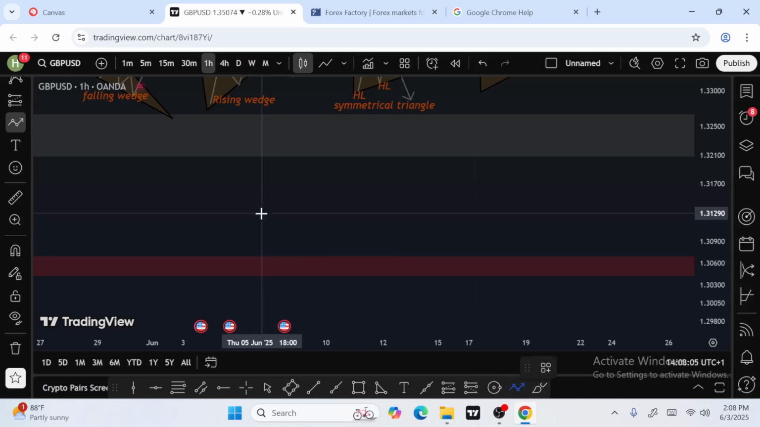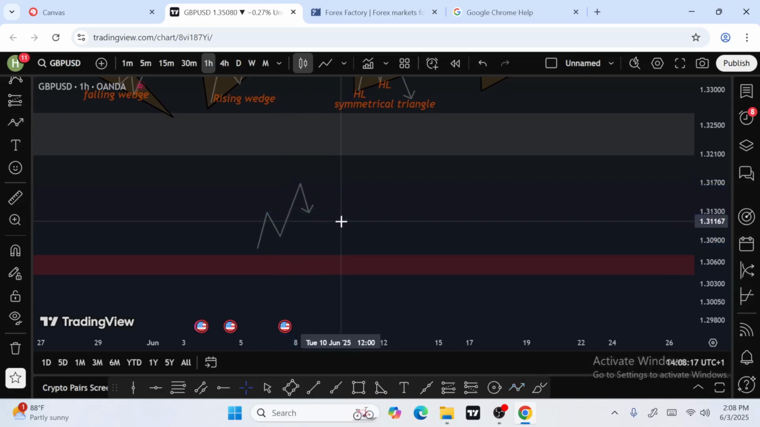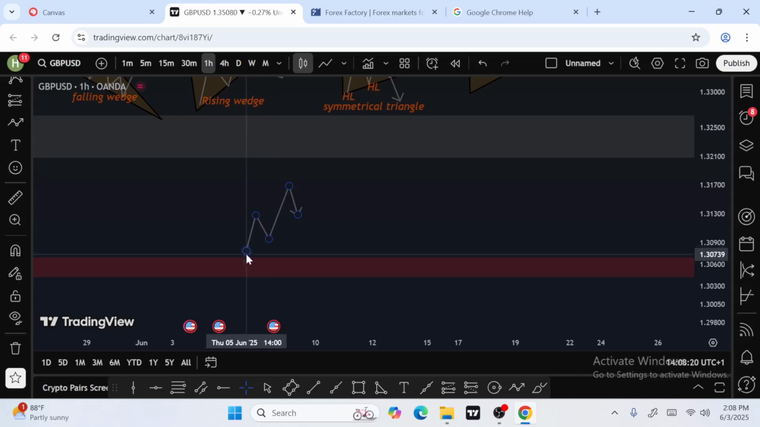Now, market structure for an uptrend means that market is starting from somewhere and it forms higher high, higher low, higher high, higher low. Is that not so? Now, this is also our starting point. It is also what? Higher low. Is that not so? Because this particular one is higher than this previous starting point. So this is higher low, this is higher low.